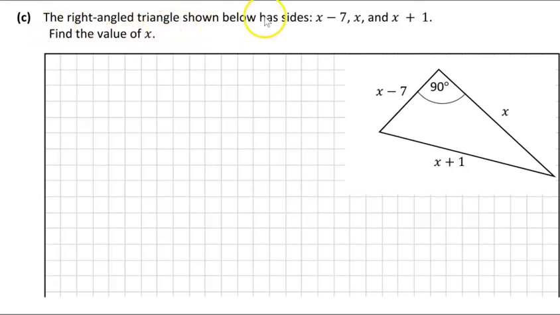The right angle triangle shown below has sides x minus 7, x, and x plus 1. Find the value of x. So this is a right angle triangle, so we're going to use Pythagoras' theorem.